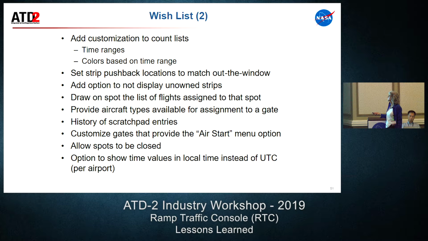Providing aircraft types available for assignment to a gate. So if a heavy aircraft cannot use a particular gate, the controllers wanted to be able to have that assignment and have some sort of flagging or some sort of lookup there at the gate to be able to see that. I mentioned the scratch pad entries. Right now, if you change a scratch pad, you only see the current scratch pad entry. You don't see a history, and the controllers would like to see a history of scratch pad entries.